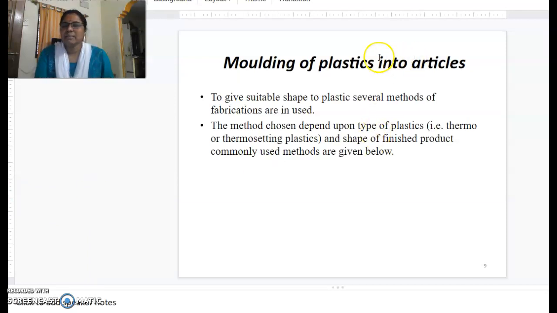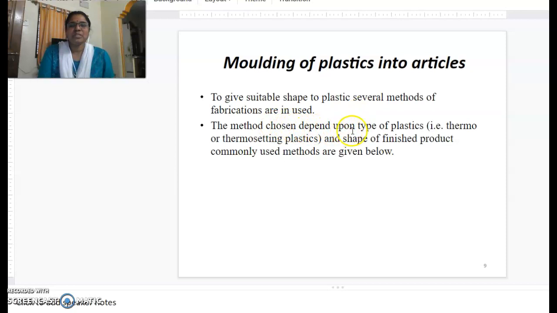Now, all the plastic ingredients are ready. Overall, 8 ingredients I have explained. Now you are supposed to make a molding of plastics into articles. To give suitable shape to plastic, the bottle shape is different, the cap is different, a bucket is different, a mug is different. So like this it is going to vary from one type of polymer to another type.